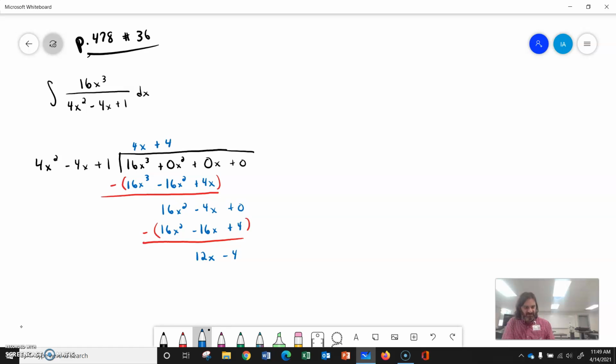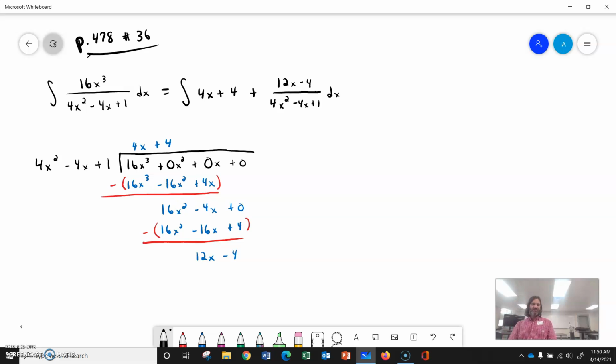So let's see here. Back up top, our 16x cubed fraction has turned into a quotient of 4x plus 4. We love that. We know how to integrate that. There's no worry. But then we have plus the remaining fraction. The remainder is 12x minus 4, and the denominator was the divisor, the original denominator, 4x squared minus 4x plus 1.